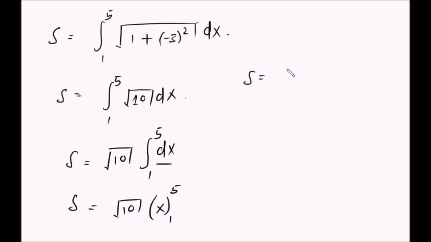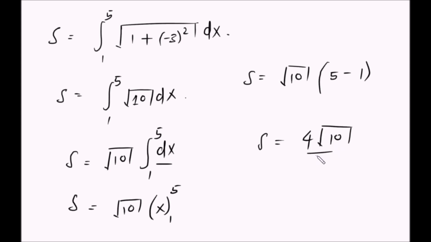So our s is going to be equal to the square root of 10. So you're going to have 5 minus 1, you insert these limits of integration. So the length of an arc is just 4 the square root of 10. There. If you want, you can simplify it further. Yeah, let's go now to example 2.